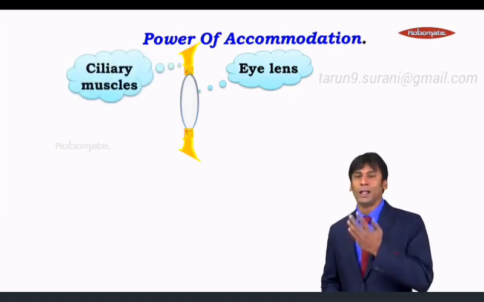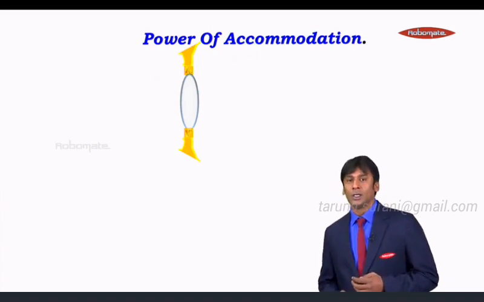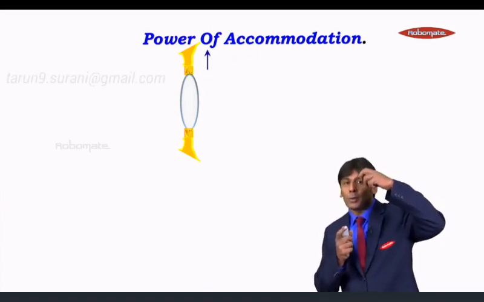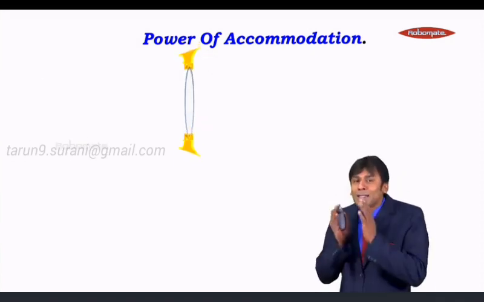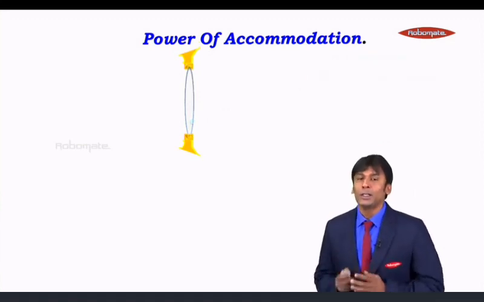For this, once again, the eye lens and the ciliary muscles. Now when you want to see faraway objects, the ciliary muscles relax. That is, the ciliary muscles above and below go in opposite directions. When they go in opposite directions, the eye lens thins. And when the eye lens becomes thin, the focal length increases.